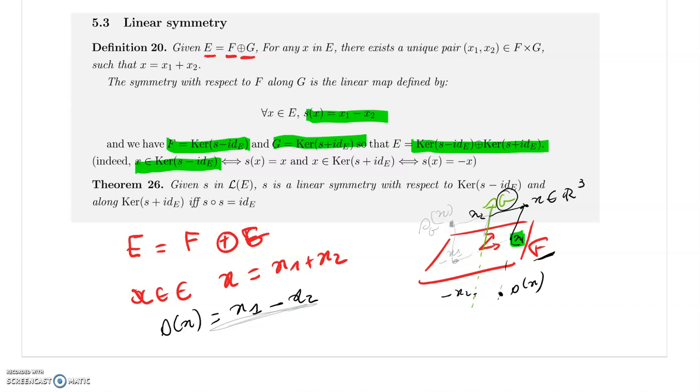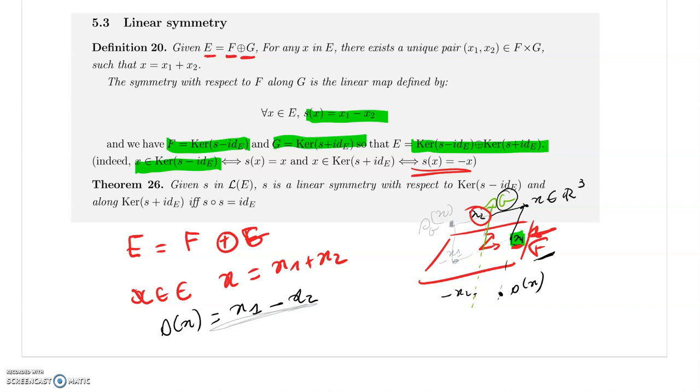And what does it mean? It means that anything that belongs to this space F here is not going to move with respect to this symmetry. So the symmetric of anything that is already in that space is itself. Whereas if you take anything on the other space, its symmetric is just going to be its opposite. Okay, that's what we get here.